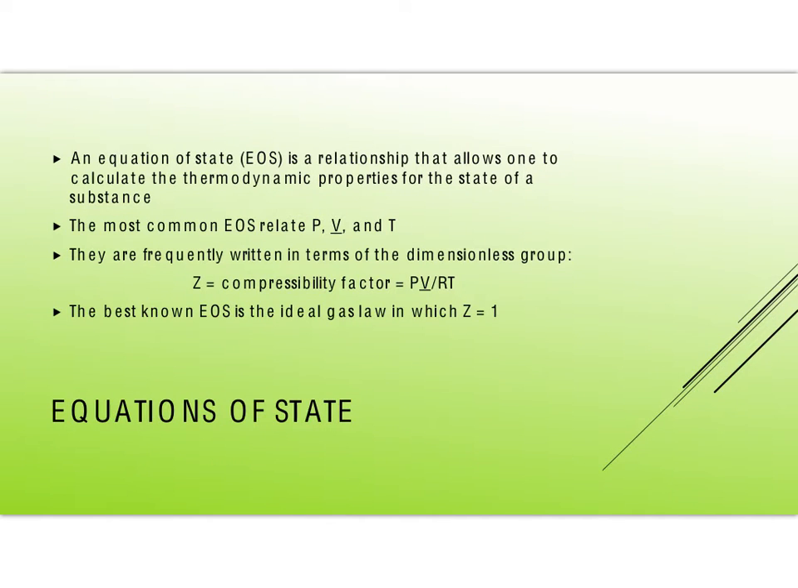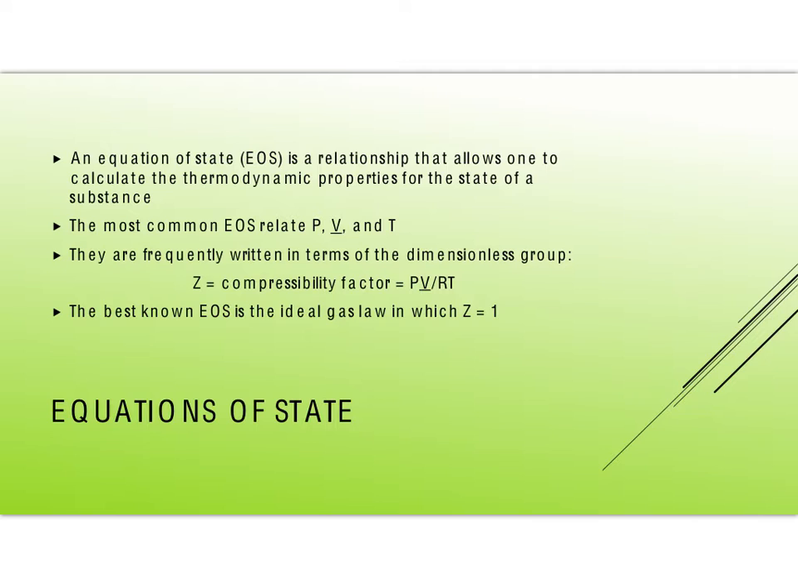An equation of state in this sense is a relationship that allows one to calculate thermodynamic properties for the state of a substance, and the most common ones relate pressure, volume, and temperature. Frequently, these are written in terms of the dimensionless group Z, which is known as the compressibility factor, and Z is defined as PV over RT.